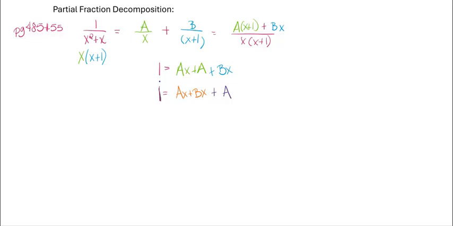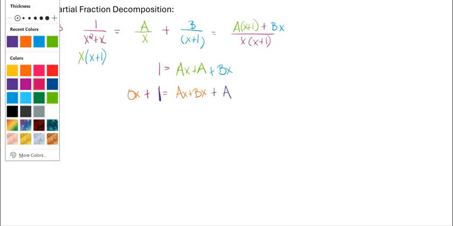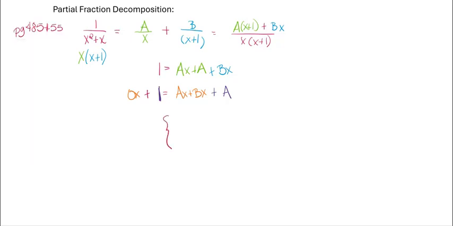I have a constant term, which is 1, but I don't have an x term. So what do I do? Well, I put a placeholder there, and I call it 0x, because isn't 0x plus 1 equal to 1, right? So now I can write my system.